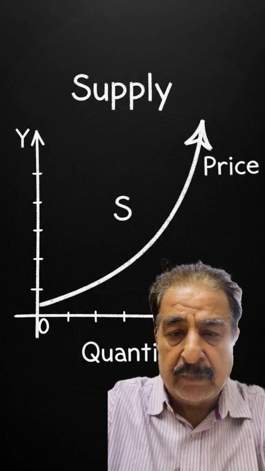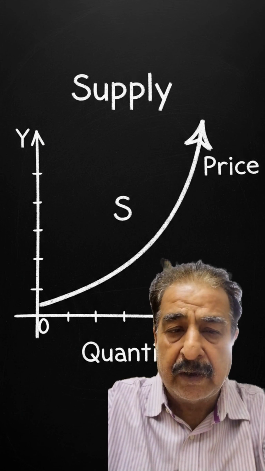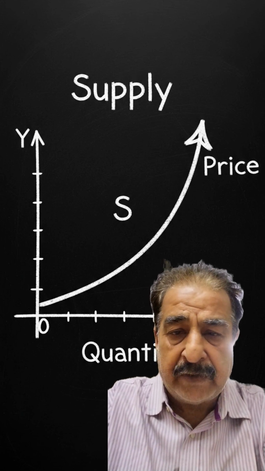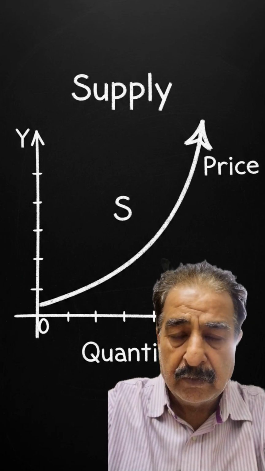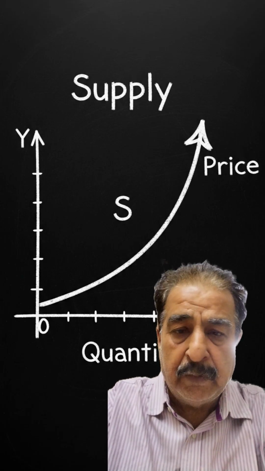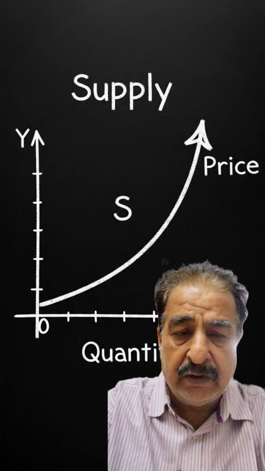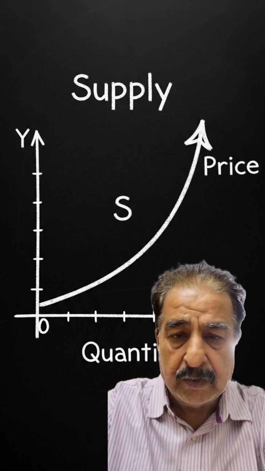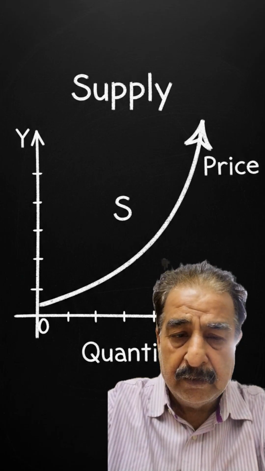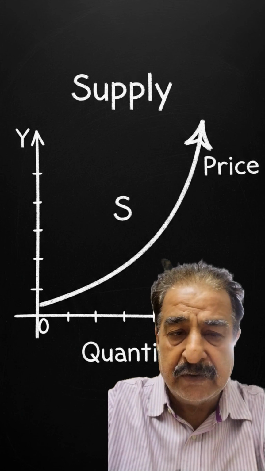Friends, a supply curve is a graphical representation of supply. It shows the relationship between price and quantity supplied. We will put price on the y-axis and quantity supplied on the x-axis. The supply curve is moving upward. It shows how sellers behave when price changes.